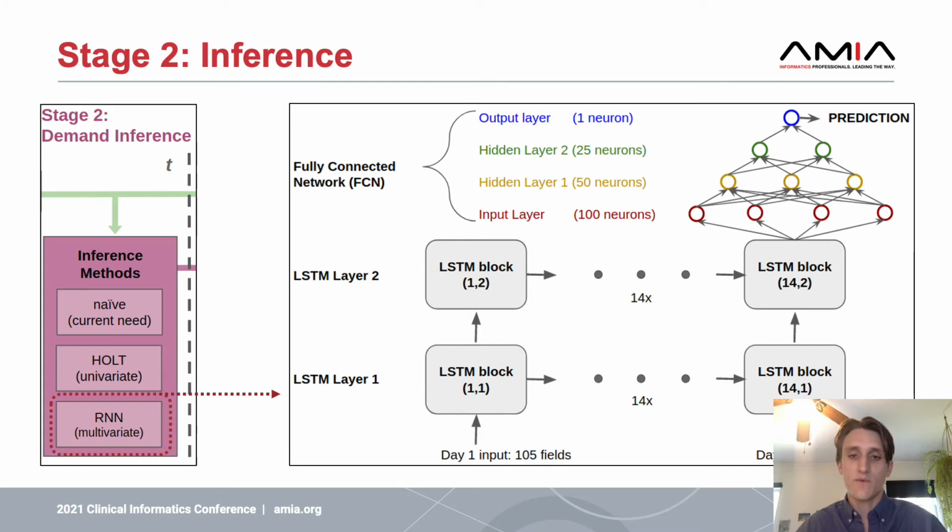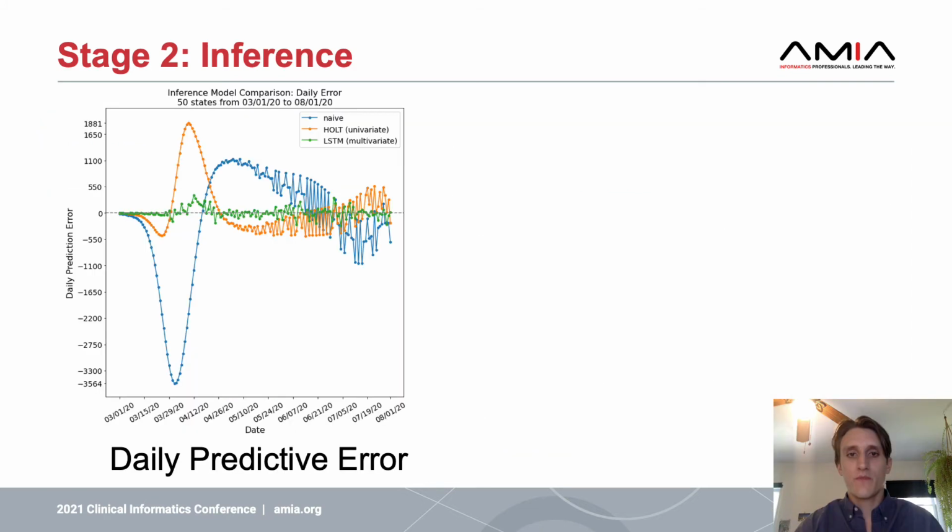The LSTM takes 14-day sequences of observations for a state, which totals 105 fields for each day after pre-processing. Importantly, we train a single model generalized to all states. This 14-day input size represents the minimum amount of data necessary to deploy our system. In operation, we see that the LSTM performs exceedingly well compared to the naive and univariate methods.